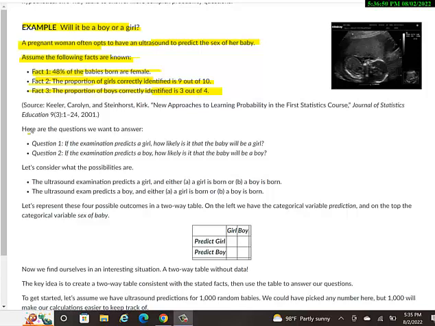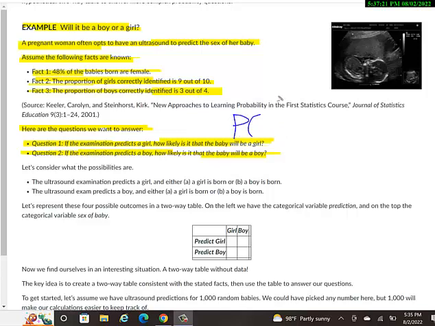Anyway, here are the questions we want to answer. Question 1. If the examination predicts a girl, how likely is it that the baby will be a girl? That's going to be a conditional probability. What is the probability that the baby is a girl given that the examination predicts a girl? Just keep in mind that the way they phrased it, it sounds conditional. Question 2, if the examination predicts a boy, another conditional, how likely is it that the baby will be a boy? Maybe now that it's in our minds, we'll write that down.